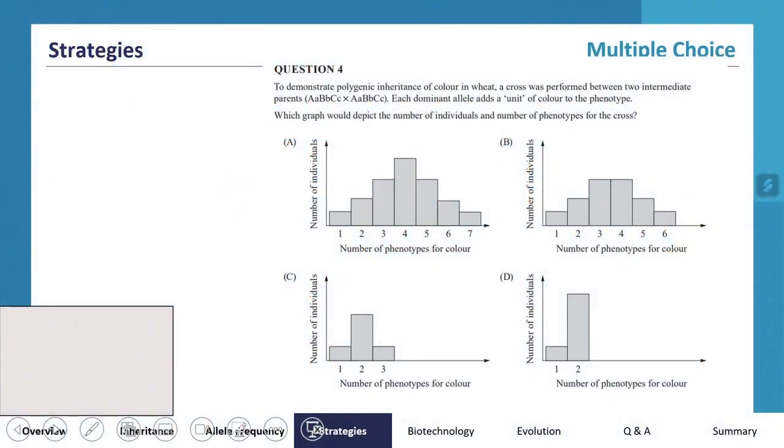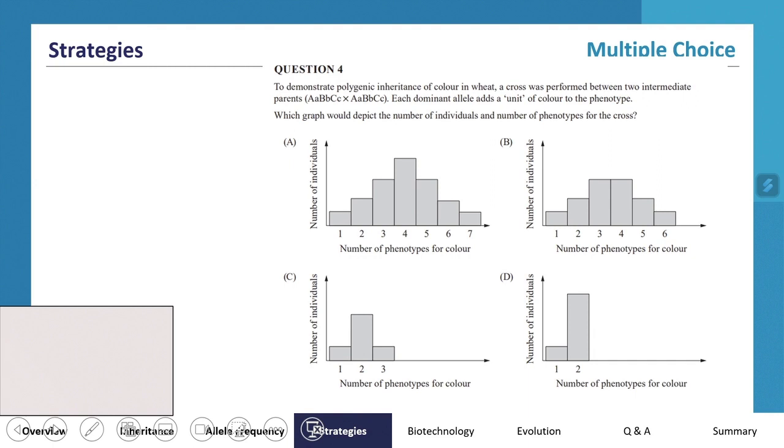Practice question. This is one that came up, I think this was either 2020 or 2021. I can't quite remember exactly. To demonstrate polygenic inheritance in the color of wheat, a cross was performed between two intermediate parents that were heterozygous for every single one of the genes. Each dominant allele adds a unit of color to the phenotype. So what graph would depict the number of individuals and the number of phenotypes for the cross?